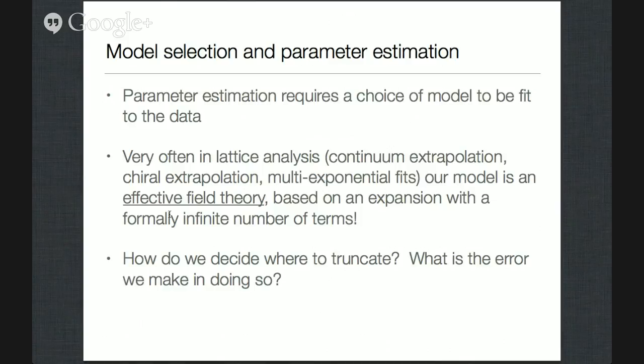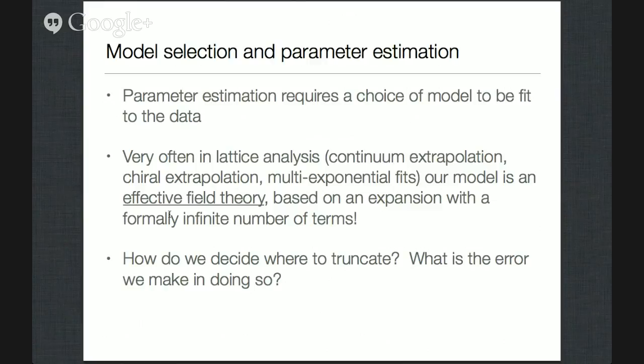So as I said at the beginning, if we're going to do parameter estimation, we really need a choice of model that we're going to fit to the data. And very often in lattice analysis, this is not as clear-cut as you would hope. In basically everything that we do, so continuum extrapolation, chiral extrapolation to fit the mass dependence, and in these multi-exponential fits, you have no idea really how many terms you need to include.